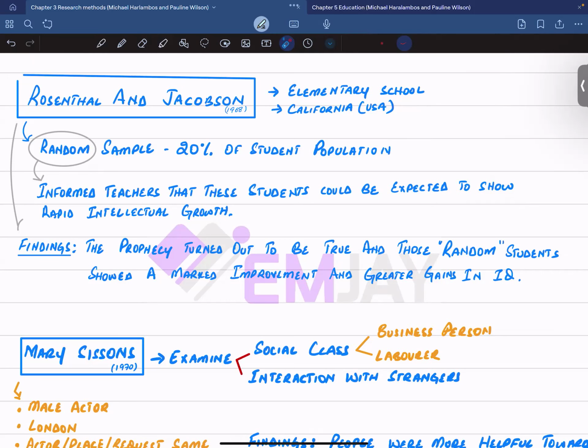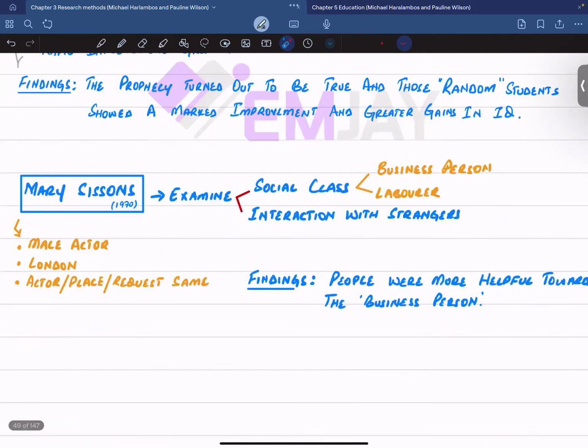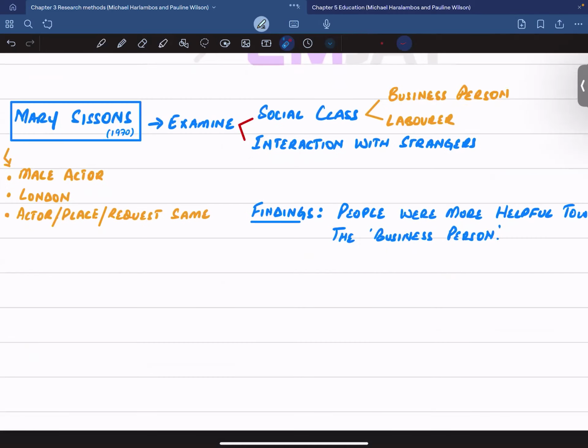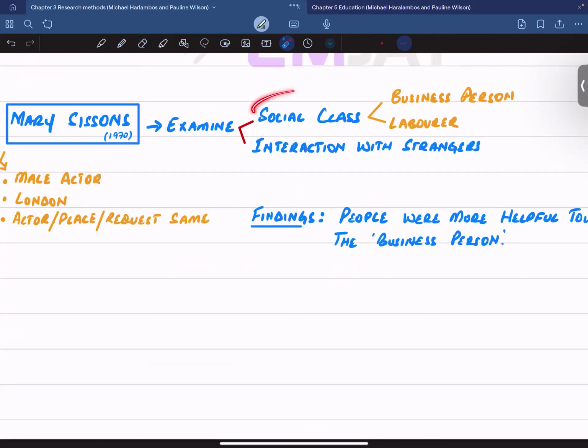Next, we have this study that was conducted by Mary Sissons in the year 1970. This study was trying to examine the relationship between an individual's social class and an individual's interaction with strangers. How is it that an individual's social class affects the interaction strangers have towards him or her?